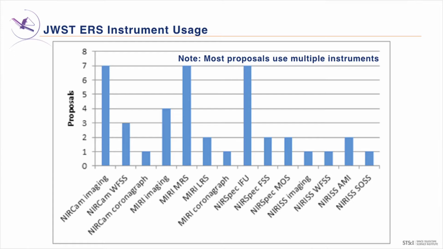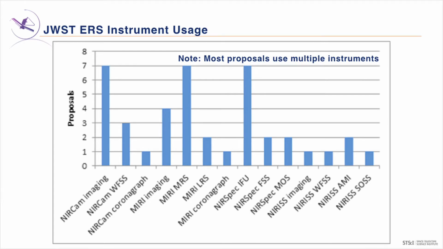Similarly, there's a very good distribution in the different instrument modes that are being used. All 4 of the instruments and many of the different modes are being actively used by multiple proposals in some cases. And in many cases, individual proposals proposed observations that were being used by multiple instruments.